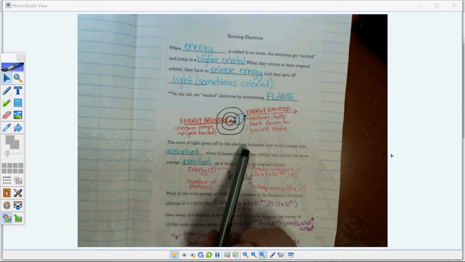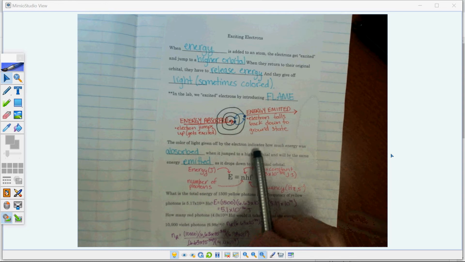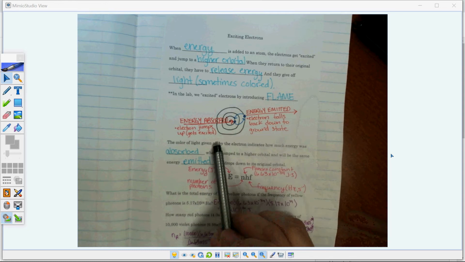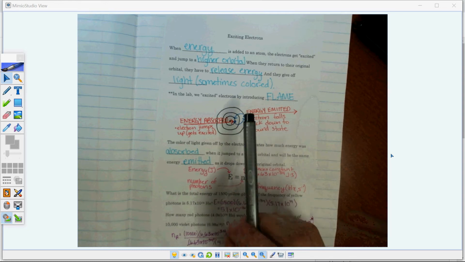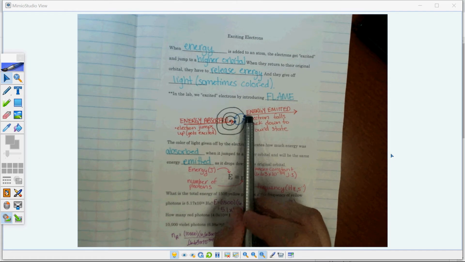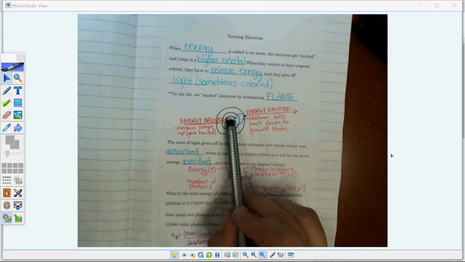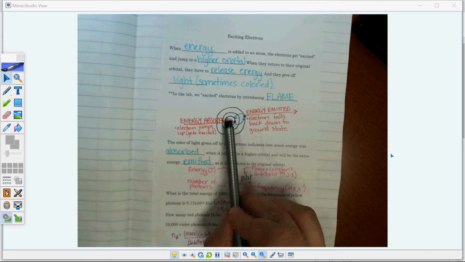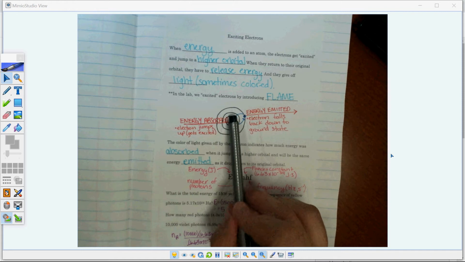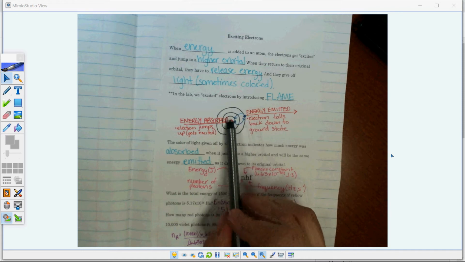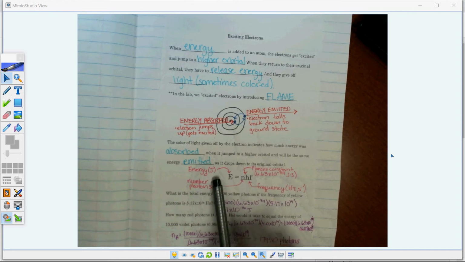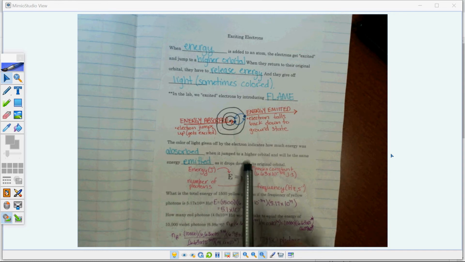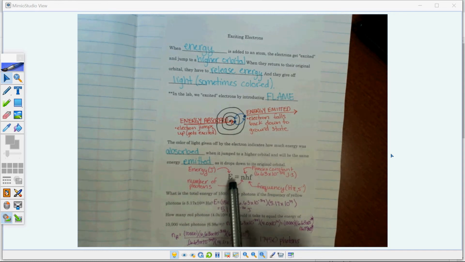So the color of the light given off by the electron indicates the amount of energy that was absorbed when it jumped to the higher orbital, and it's also equal to the amount of energy that it emits. The amount of energy absorbed to get it up to the higher orbital is equal to the amount of energy released when it falls back down, because the law of conservation of energy says that those two things have to be equivalent. And we have an equation that we can use to calculate the amount of energy depending upon really just this one variable, frequency.